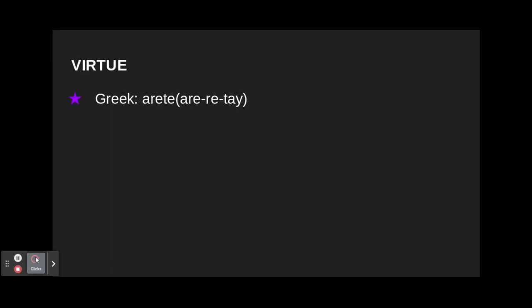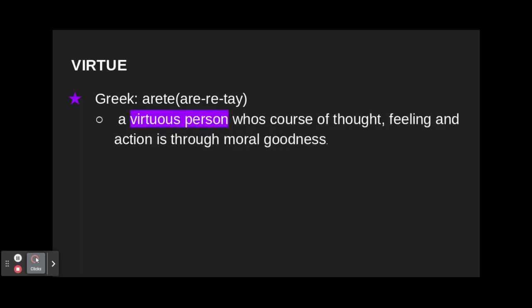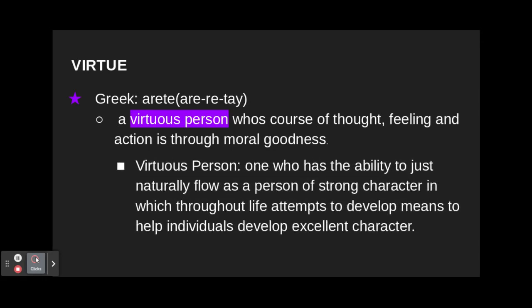The Greek word for virtue is arete, which means a virtuous person whose course of thought, feeling, and action is through moral goodness. The definition for virtuous person is one who has the ability to just naturally flow as a person of strong character and which throughout life attempts to develop means to help individuals develop excellent character.